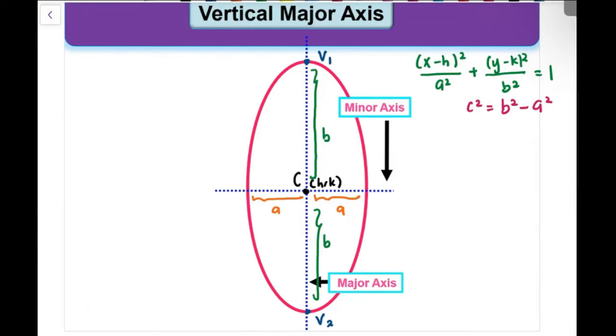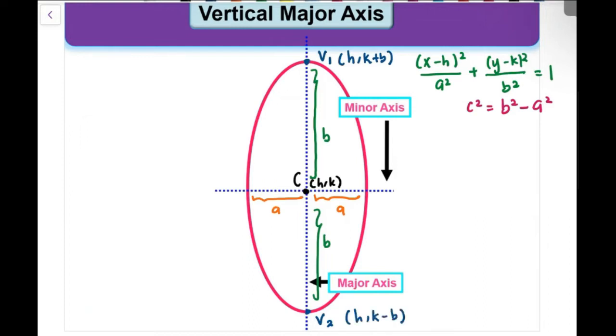Alright. So, same as before. Now, dia takkan berubah tadi kan? So, X akan stay. That's why H. Y koordinat yang bergerak. So, K plus B. So, for V2, H, K minus B.